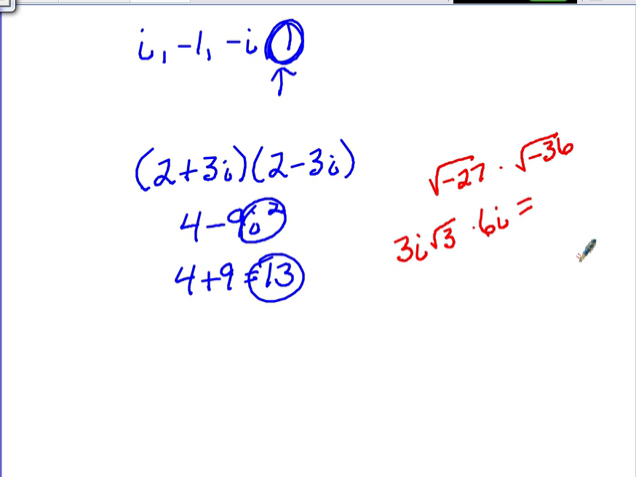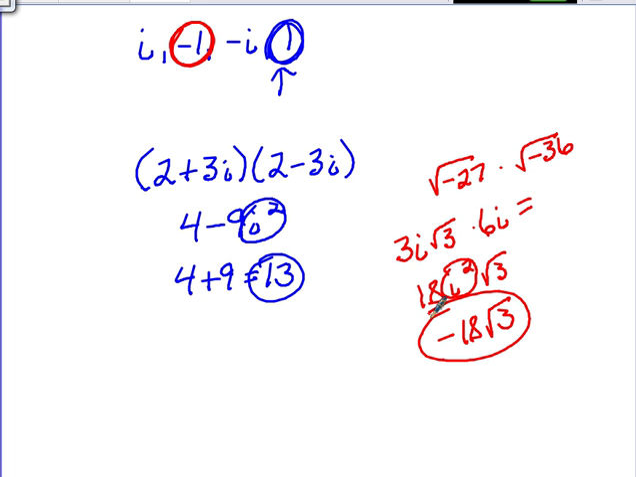Again, if you were asked to multiply these together, multiply the numbers. 3 times 6 is 18. i times i is i squared. Square root of 3 does not have anything to multiply by, so leave it. If it was another root over there, you'd multiply by it. i squared, again, is -1. So you have 18 times -1, which would be -18 root 3. That's how you'd clean that up.